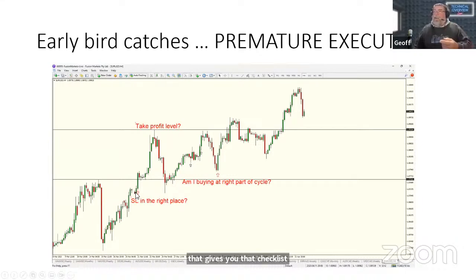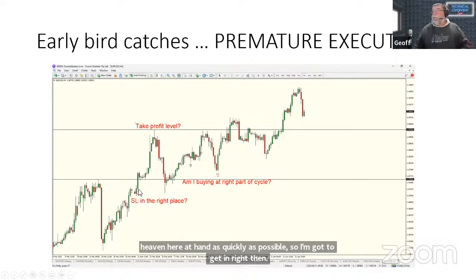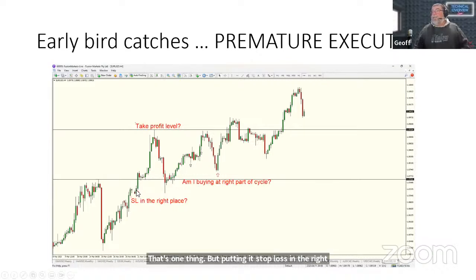Okay. I love the candle pattern. I love the fact that it's broken that level. I want to enter here so that the market's going to head in my direction as quickly as possible. So I've got to get in, right? And that's one thing. But putting your stop loss in the right place is another. And in this case, underneath the candle wasn't good enough. Underneath this swing was probably the place to put it.